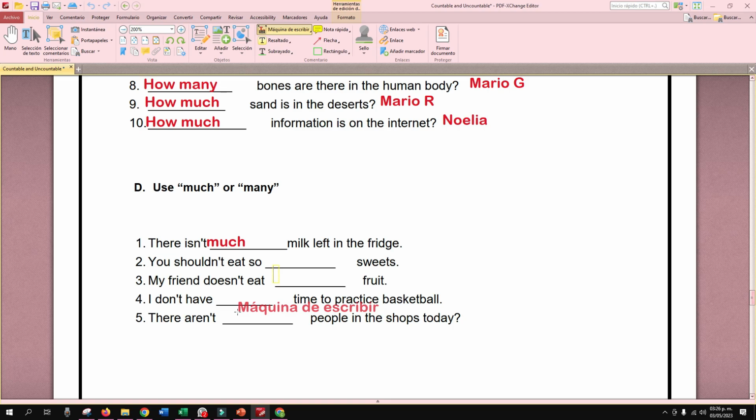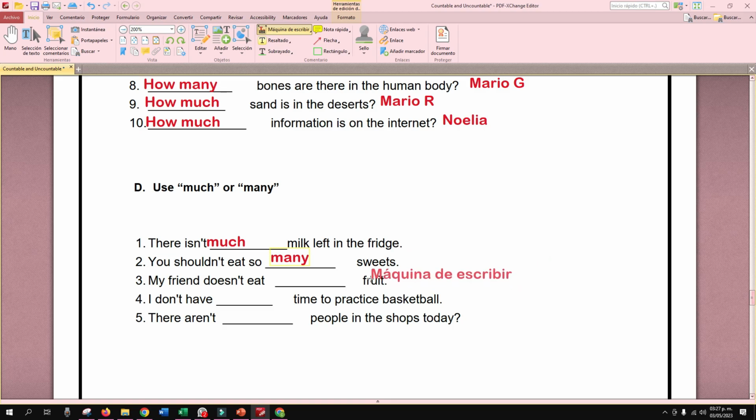Number 2. You shouldn't eat so sweets. Much or many? Sweets. You know sweets? Dulces, right? So you shouldn't eat so much or many. You cannot count candy, right? But sweets, yes, right? That's different. So you shouldn't eat so many sweets.